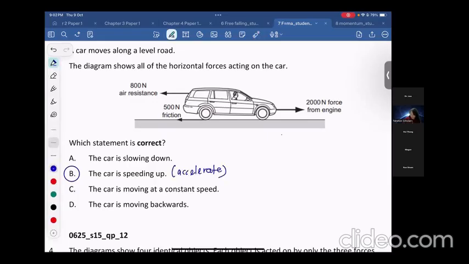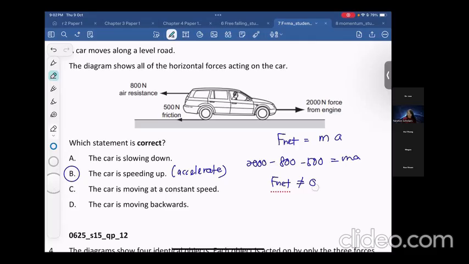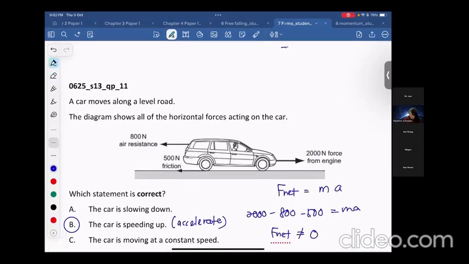So we look at this. Net force equals MA. What is our net force? 2000 minus 800 minus 500. That means you got the resultant force of 2000 minus 800 minus 500, then MA. Am I right? That means your net force is not zero. Do you still remember, a few lessons ago, we talked about force? We have two types: one is called balanced force, another we call unbalanced.